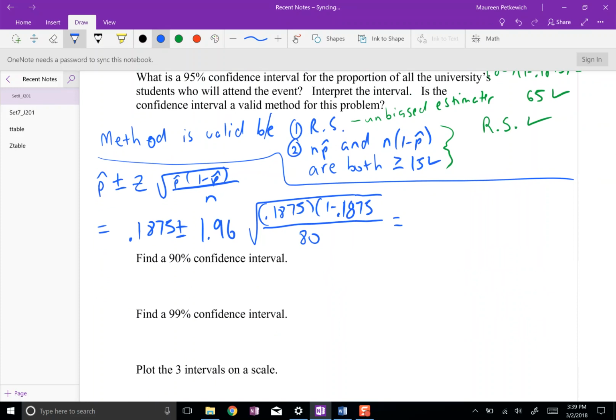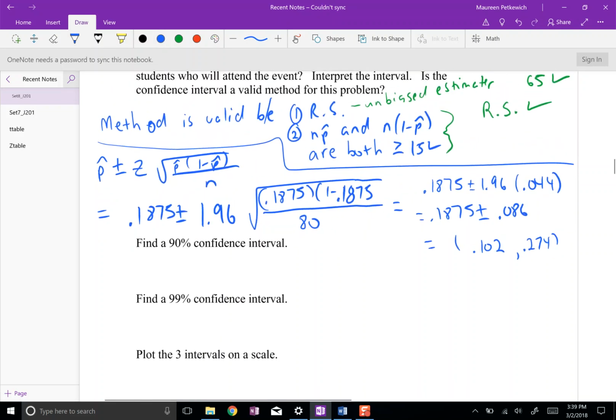So this turns out to be 0.1875 plus or minus 1.96 times 0.044. And then that simplifies to 0.1875 plus or minus 0.086. And now I'm just going to add 0.086 to 0.1875, and I get an upper limit of 0.274. When I subtract, I get a lower limit of 0.102.